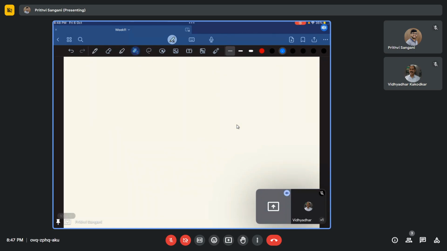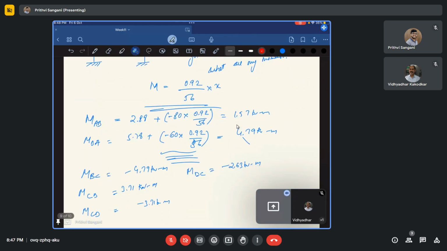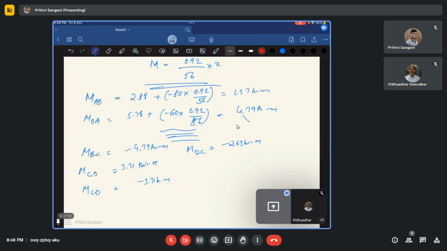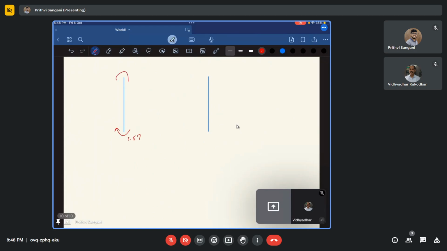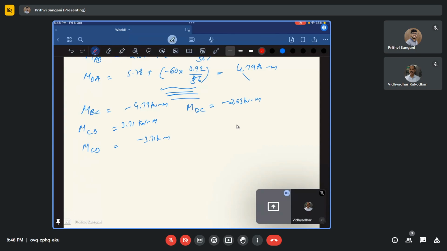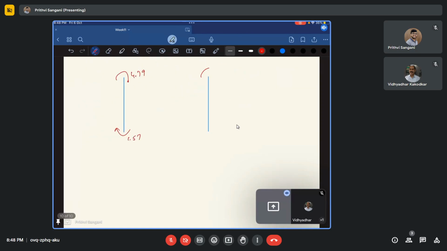So what we'll do is we'll now have this AB, right? So what is my final MAB? MAB is 1.57 positive, so clockwise. What is my MBA? MBA is 4.79 positive. What is my MCD? MCD is minus 3.71, minus, so anti-clockwise. And MDC is minus again, so again in this direction, 2.63.